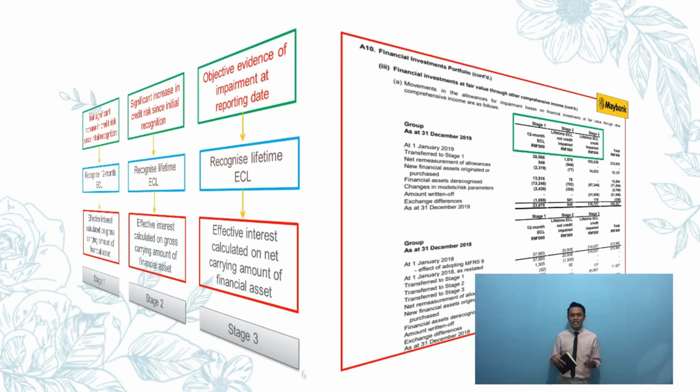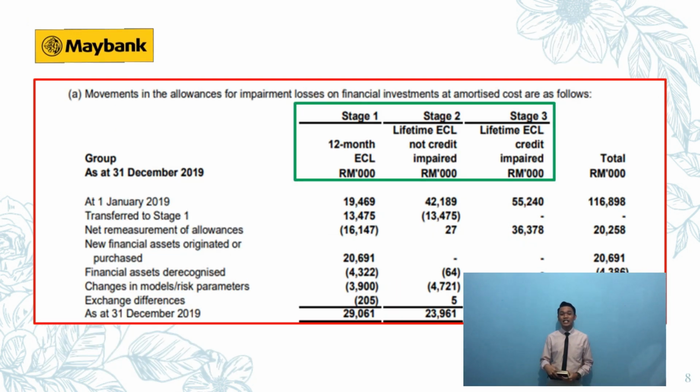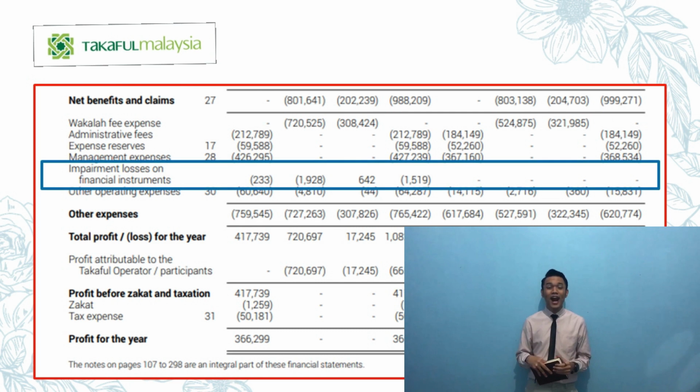Here I bring to all of you an example from Maybank Berhad. As you can see, here is an example of the impairment of financial asset measured at fair value through other comprehensive income. It will be disclosed in a note to the accounts. Next, as you can see at the top of me, is an example of the impairment of financial asset measured at amortized cost. Not only Maybank Berhad, I also give to all of you an example from Takaful Malaysia Berhad.